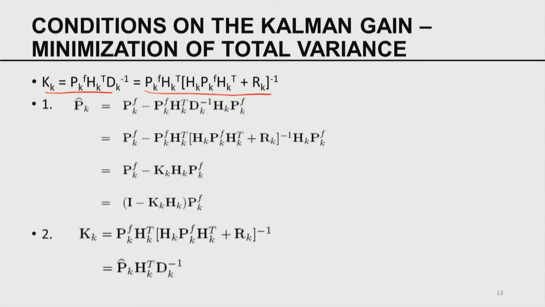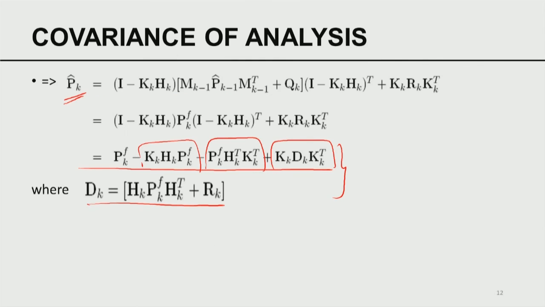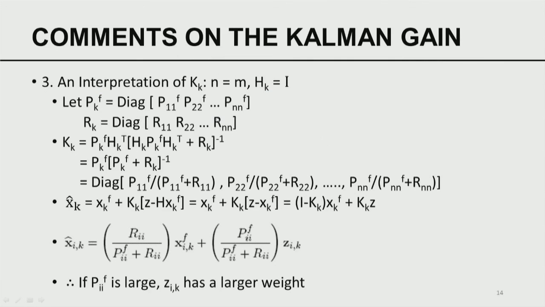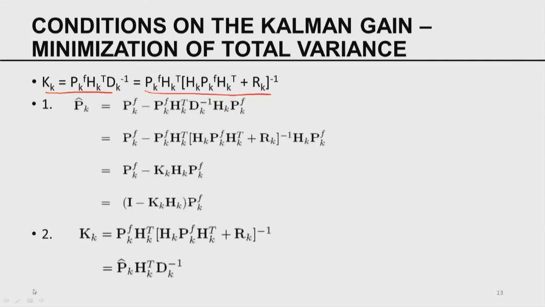So now I have computed the optimal gain. Once I compute the optimal gain, I wanted to go back. The optimal gain depends on KK. So I know the value of KK. If I substitute the optimal gain value in here, I get the minimum value of the analysis covariance, which is given by this, and can also be rewritten like this.